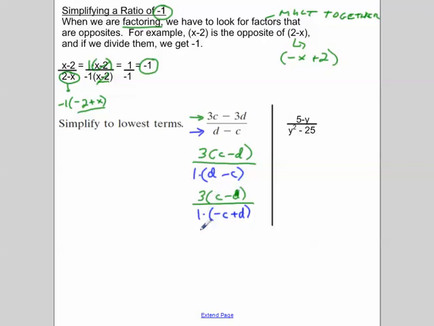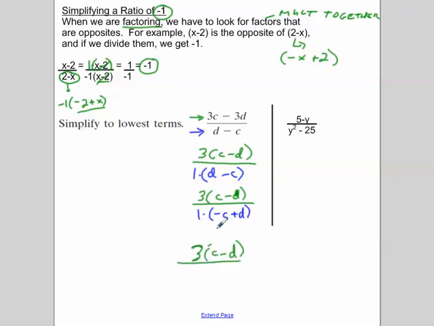And now let's see what our numerator looks like. Our numerator is not going to change. It's still 3 times c minus d. Let me clear this up here a little bit. That's 3 times c minus d. Do that in green here. 3 times c minus d.